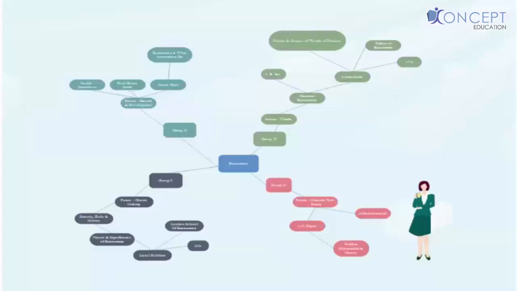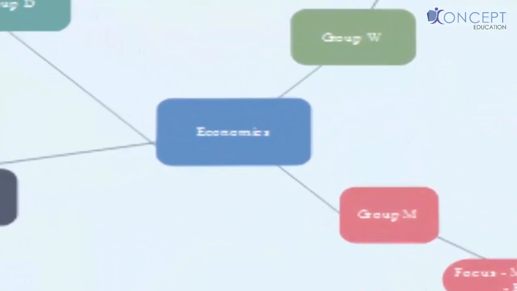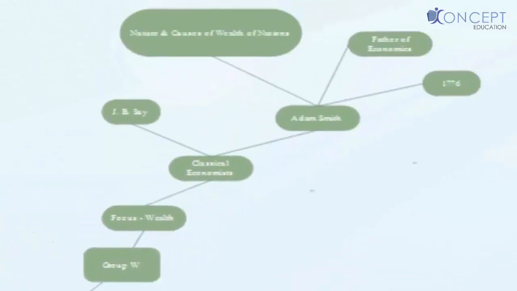There were 4 groups, total 8 economists, but every group did not have 2 economists. First was group W. W stands for wealth. What was the cheat code? My father always said, Adam Smith, JB Say. Adam Smith is the father of economics. Book name, Nature and Cause of Wealth, year 1776. It had few criticisms and few merits too, but the focus was only on wealth.